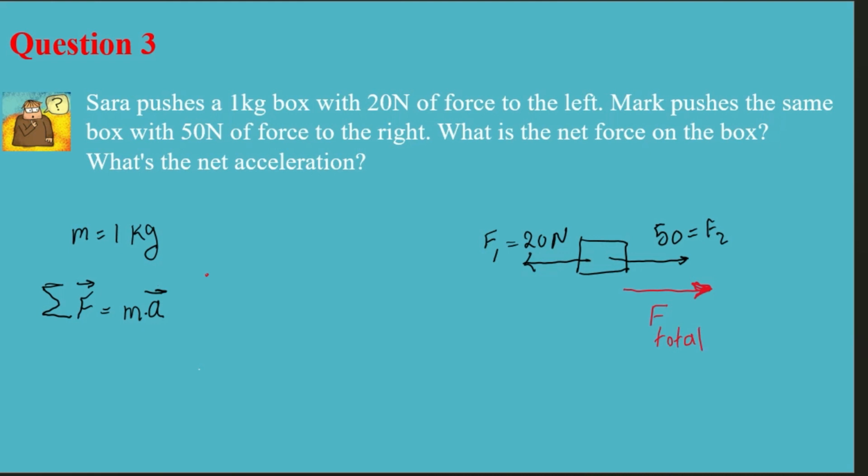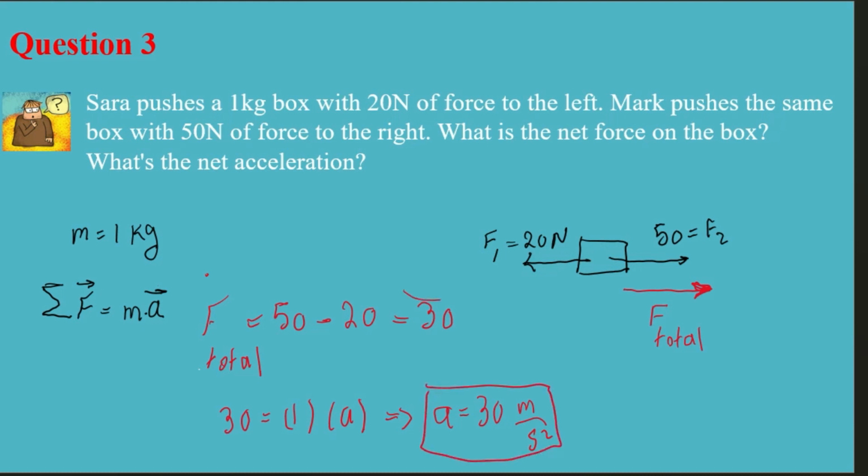Now let's calculate the value. On the right, I have 50. On the left side, though, I have 20. So the total is going to be 30, and that's my total force F. Now let's calculate the acceleration for the second part. My total force is 30, m is 1 kilogram, and I'm looking for the acceleration. Here, my acceleration is also going to be 30 meters per second squared, and that's my final answer.